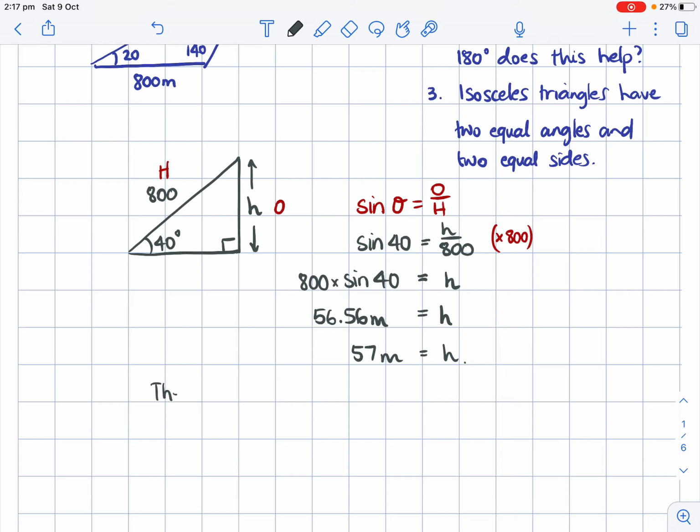You might want to even write the height of the mountain is 57 meters. You don't have to do that, and if it was a test, I'd probably try and save myself a little bit of time by not writing that, but all of my other notation's really clear.